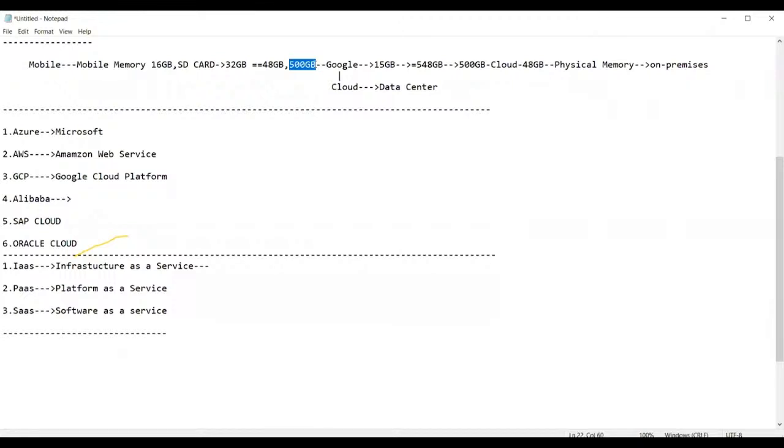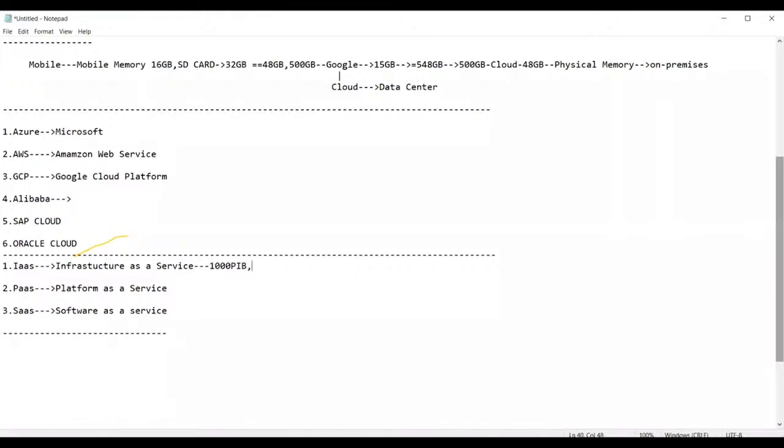Am I right? So suppose you require storage, how much storage do you require? 500 GB or 1000 GB, a petabyte? All of this is the responsibility of the cloud provider, and it provides this service in the form of infrastructure as a service.